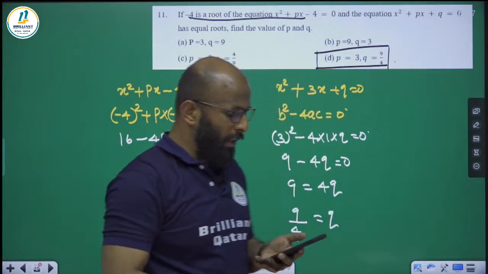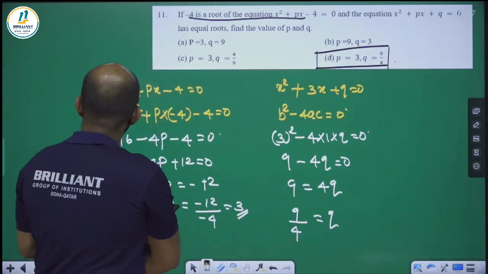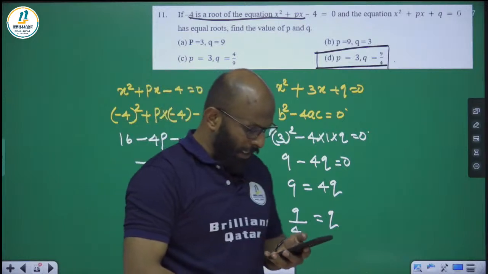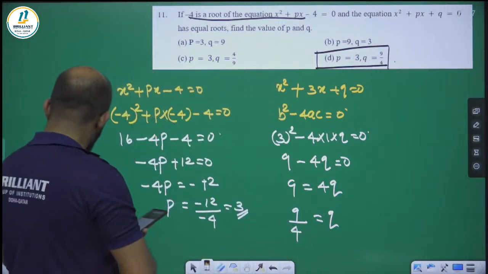Yeah, option D is the correct answer. Yes. All of you please come with your original name, okay? Original ID. So don't come with fake IDs.